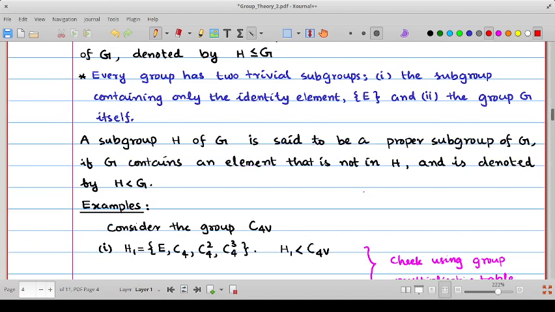Now, if a subgroup H of a group G is such that the group G contains an element that is not in H, okay, so there exists an element in G which is not in H, and H is a subgroup also, then H is called a proper subgroup of G, and in that case we could write the notation H, this symbol G. This means it's a proper subgroup. So H is not equal to G because G contains at least one element that is not in H.